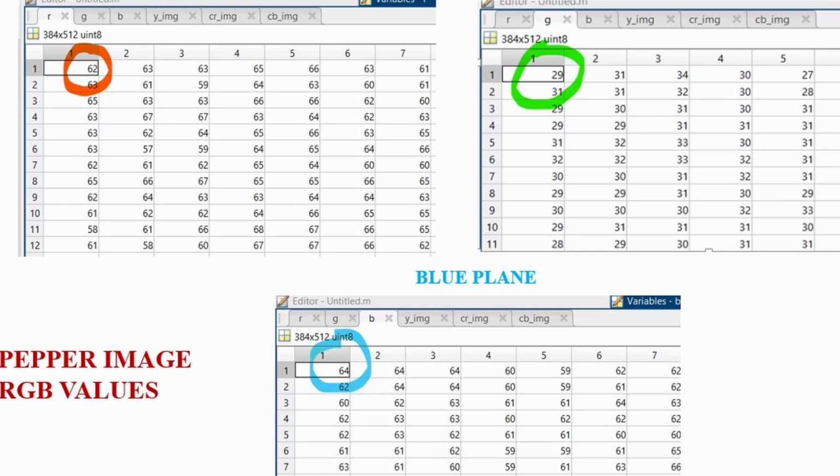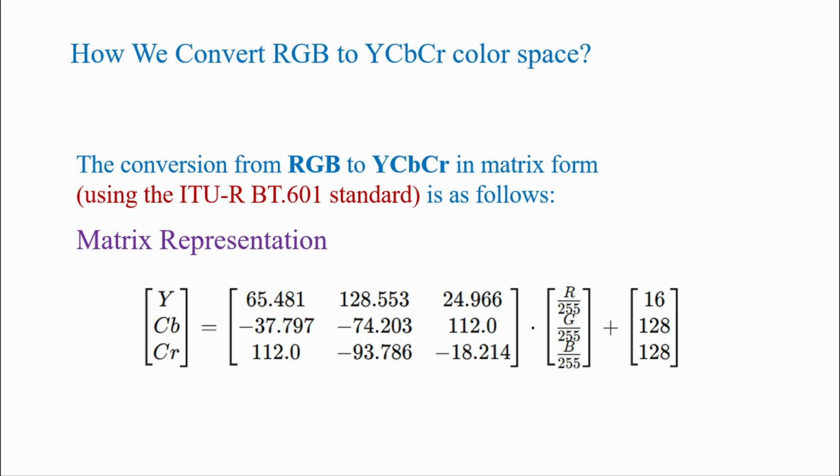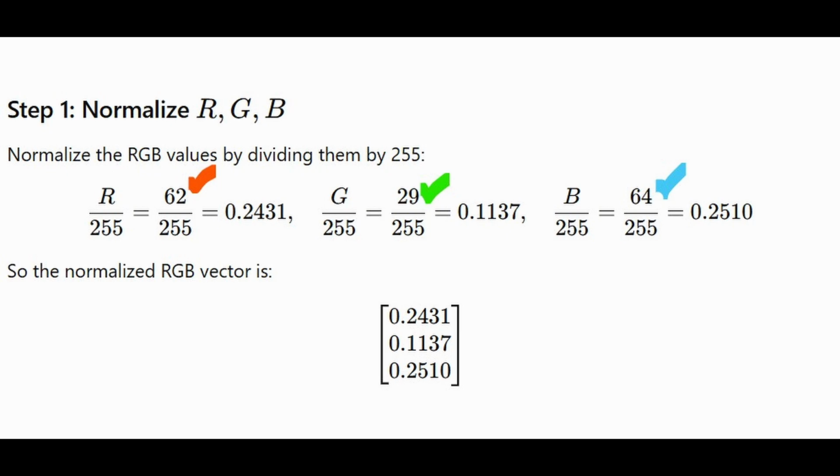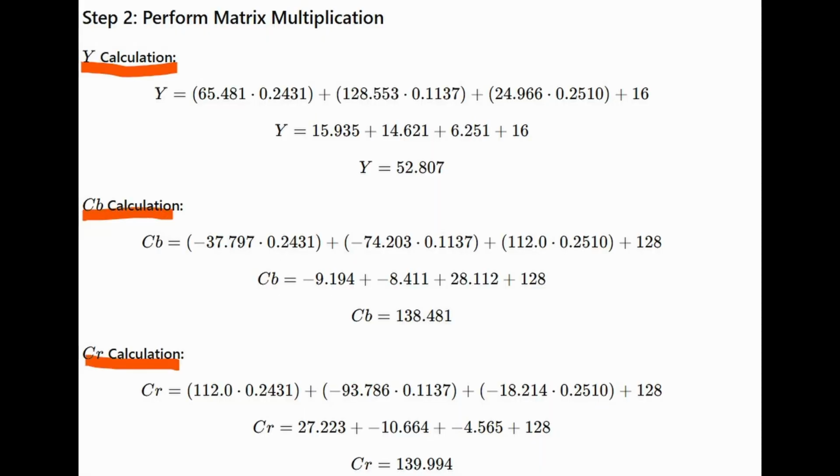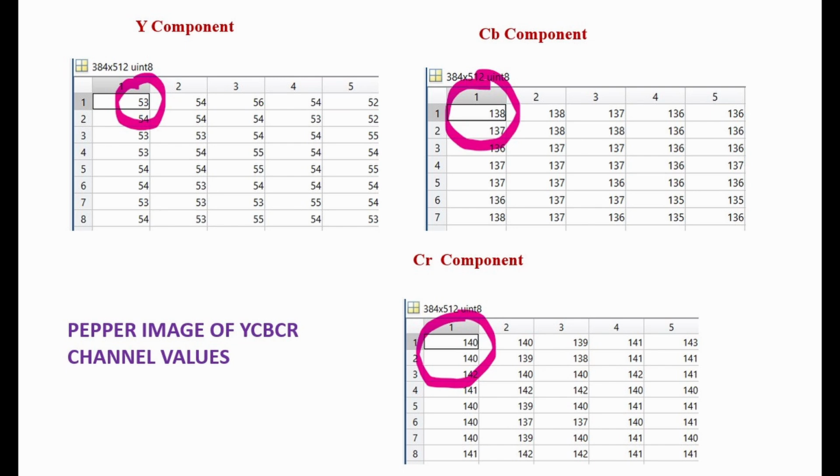Let's break down the RGB to YCbCr conversion for this pixel with the values red equal to 62, green equal to 29 and blue equal to 64. The conversion begins by normalizing these RGB values to a scale of 0 to 1. This ensures that they fit within the matrix operation defined by the ITU standard. The normalized values are then passed through the transformation matrix to compute Y, Cb and Cr.